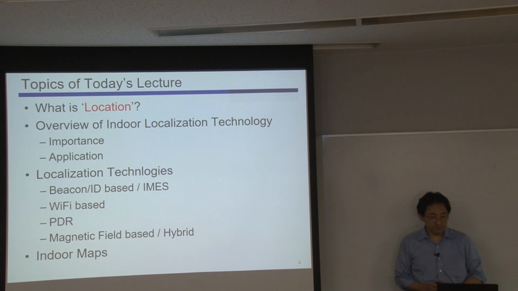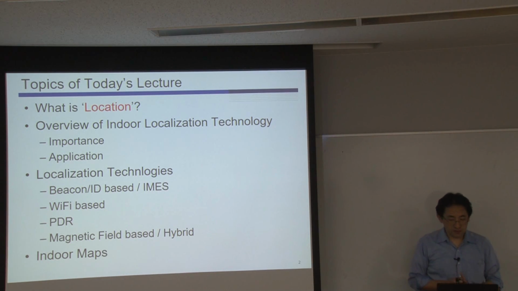Today, these are my topics. So what is location? And I talk about the many standards around location. So I explain about that, and also give an overview of indoor localization technology, and then more specific things about localization technologies: beacons, IMES, Wi-Fi based, pedestrian dead reckoning, magnetic field, and hybrid technology. And finally, I talk a little bit about indoor maps.